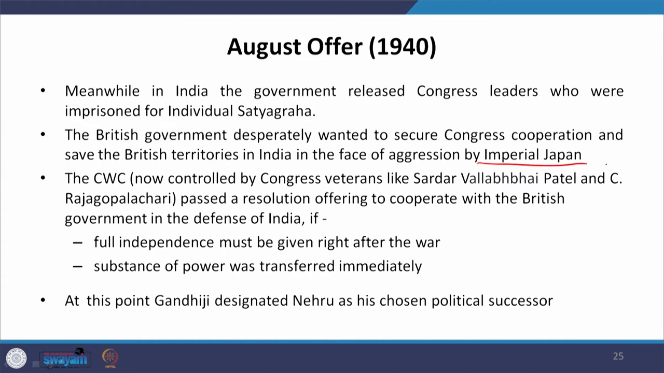So, the Congress Working Committee, now controlled by veteran leaders such as Sardar Vallabhbhai Patel and C. Rajagopalachari, passed a resolution offering to cooperate with the British government, provided they kept a few conditions: full independence must be given right after the war, and the substance of power must be transferred immediately to the Indians. At this point, Gandhiji designated Nehru as his chosen political successor. We see that this also leaves an impact among the Muslim masses. They see that the leadership of an independent India would go to a Hindu and not to a Muslim, which further hardened their position for a separate nation.